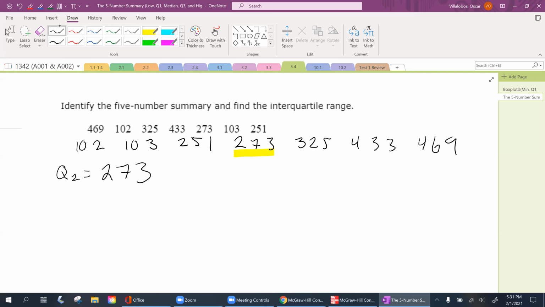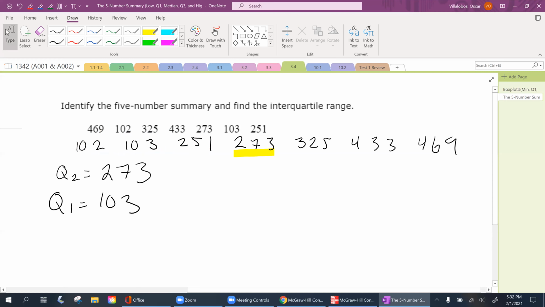Now, since the center value was my Q2, that means anything below it is where you're going to locate your Q1. So you're only going to be looking at these values right there. You're not going to take 273 into consideration anymore because we know that's Q2. So looking at these three left values, 102, 103, and 251, I'm going to go ahead and find the median of those values, which happens to be, if you shave this one off and take that one off, it leaves me with 103. So that means Q1 equals 103.